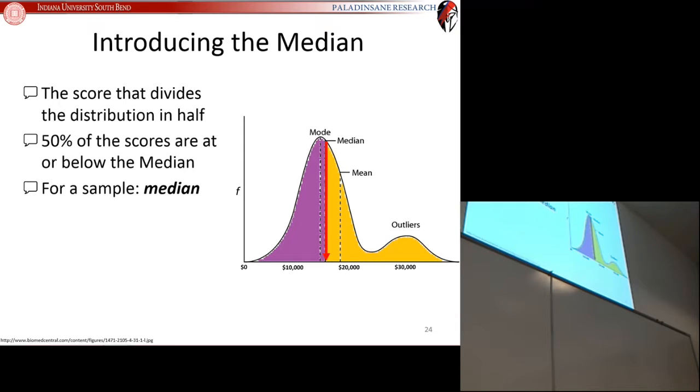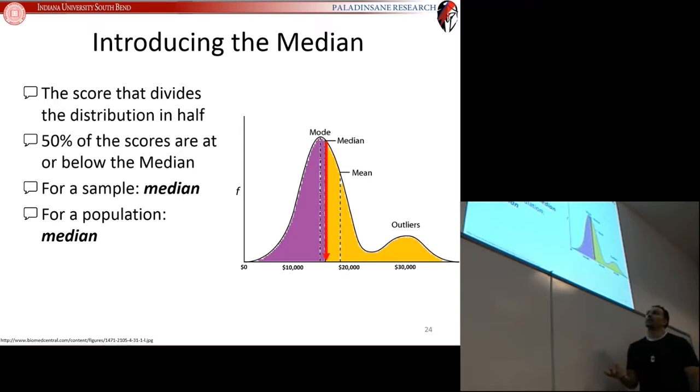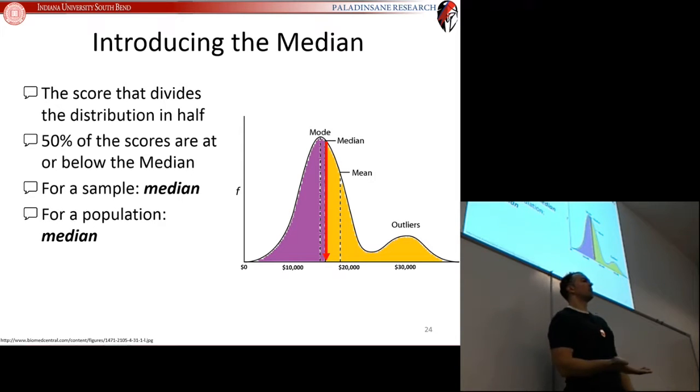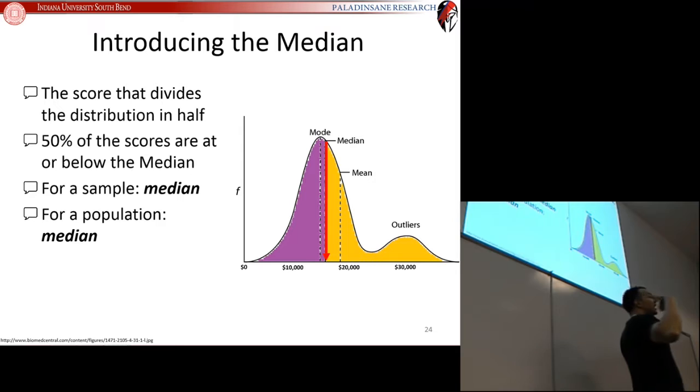So 50% of the scores are at or below the median, and the term for a sample median is the word median, and for a population, it is also the word median. So you can see that drop in importance. Not only do they not distinguish between a sample and a population, but it's not as widely used, so these grad students had no problem just writing out the word median because it's not as widely used as the mean.